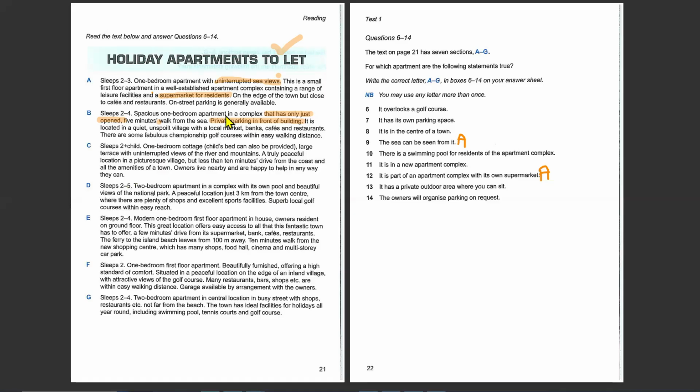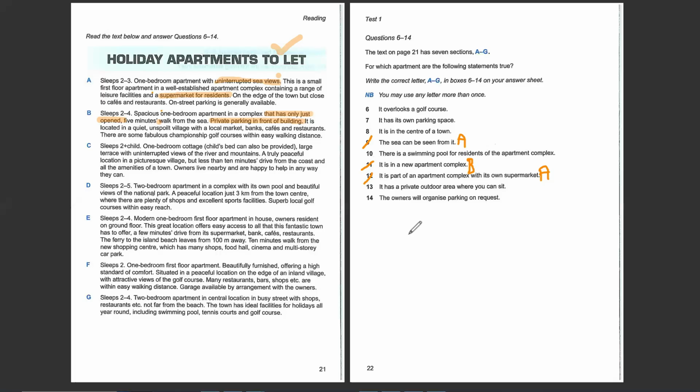Now, B paragraph also, it is saying it is a 1-bedroom apartment and that has only just opened, which means it is a new apartment complex. Option number 11 will be given to B. And just to be clear, we'll strike out the options that are already taken. Let's strike out 9, let's strike out 12, let's strike out 11. Okay, and the next one.